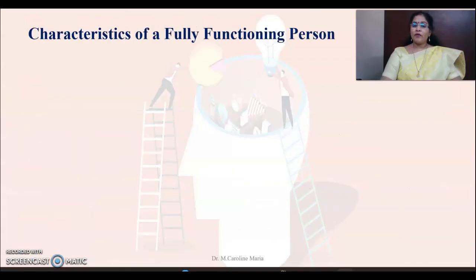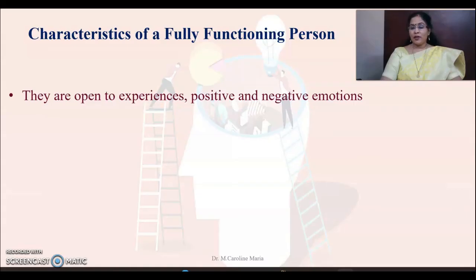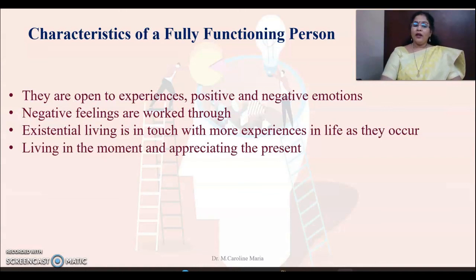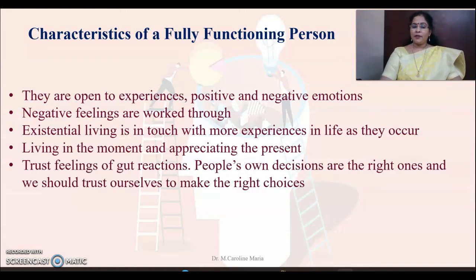What are the characteristics of a fully functioning person, that is a self-actualized person, according to Carl Rogers? According to Carl Rogers, fully functioning people are open to experiences, both positive and negative emotions. They do have negative feelings, and they work on them. They live existentially, in touch with experiences in life as they occur, living in the moment and appreciating the present. They trust their feelings and gut reactions. People's own decisions, the right ones and the wrong ones, are allowed, and we should trust ourselves to make the right choices.